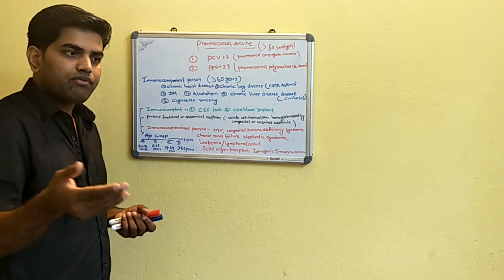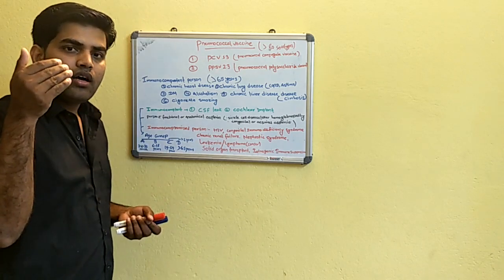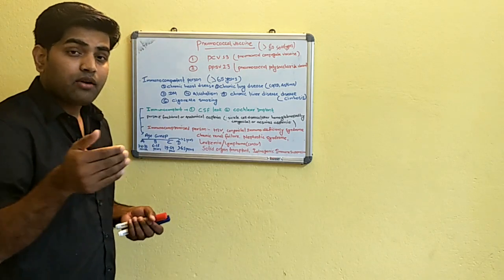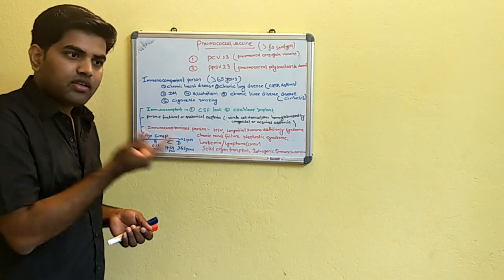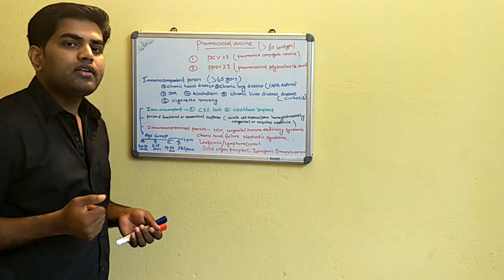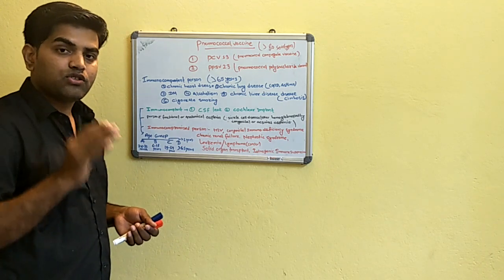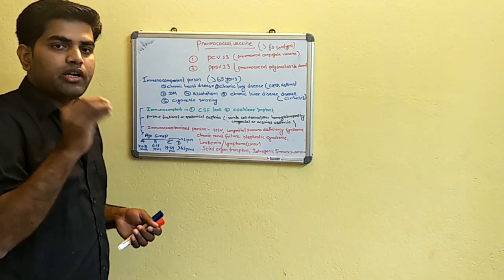So we give the vaccination against all these bacteria that have a capsule, like meningococcus, Haemophilus influenzae type B, and Streptococcus pneumoniae. These three vaccinations must be given to the asplenic patient.